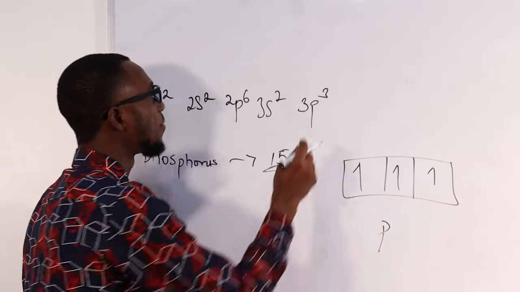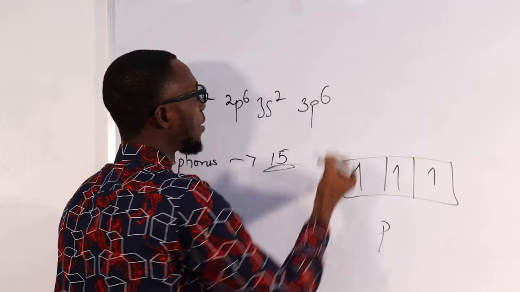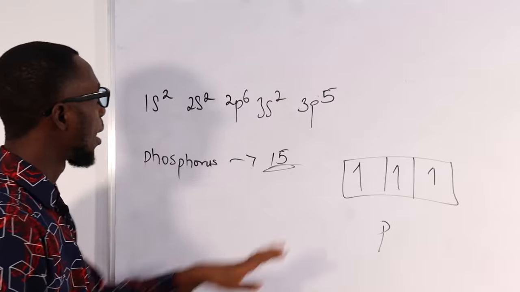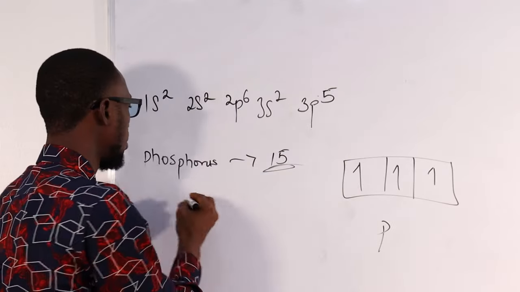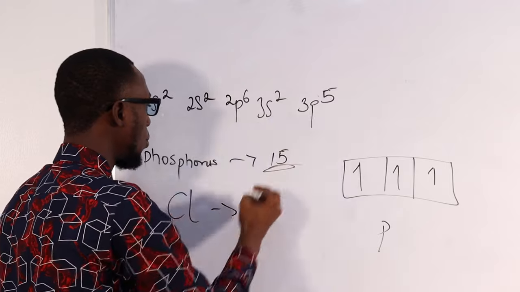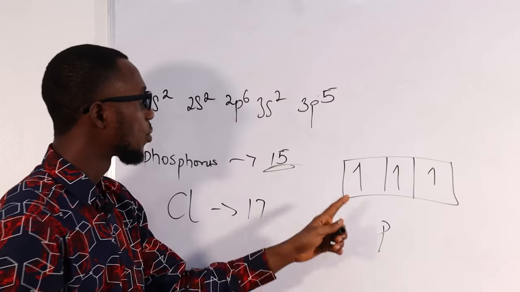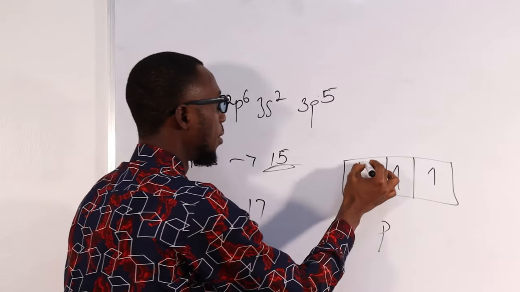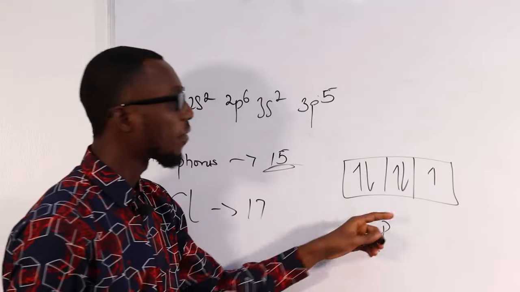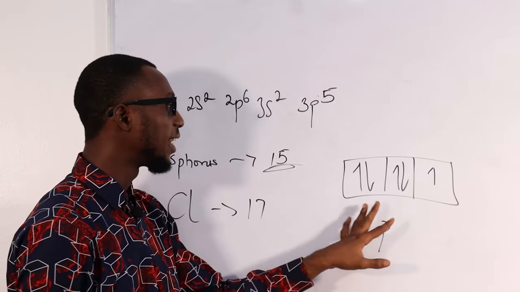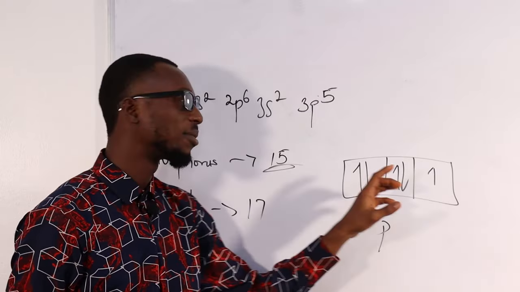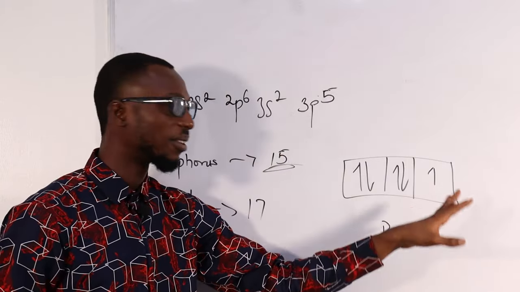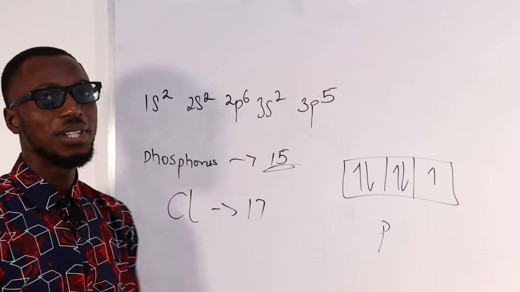So imagine if I have 6 here, or if I have 5 here, that will make the element chlorine. So if we are filling the p orbitals for chlorine, that's 17. This is what we are going to do. Already we filled 3, 1, 2, 3. We are still left with 2. We fill like this. You can see. So if you are asked how many unpaired electrons can you find here, it's just 1. So we are going back to phosphorus, which has 3 unpaired electrons on the p orbital. So the correct option is 3.